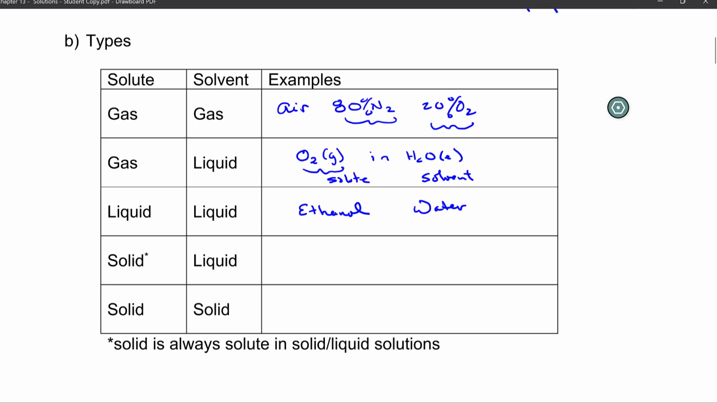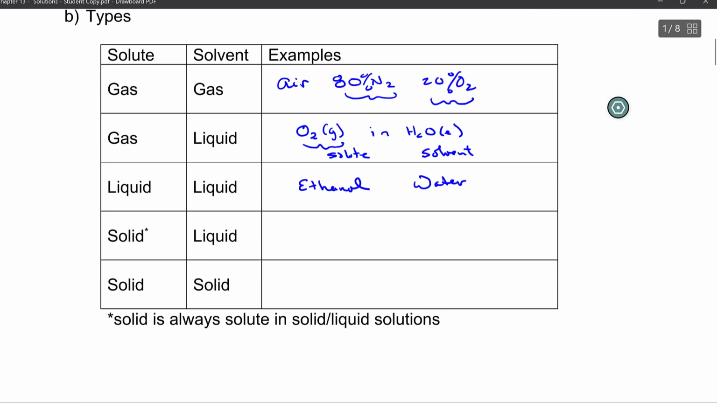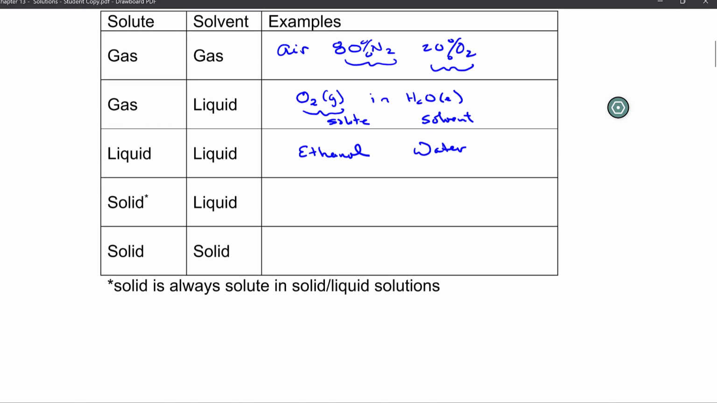Now, solids and liquids are some of the more common types that we think about. So salt water, for example, seawater, or sugar water, when you put sugar in coffee, for example, that would be an example of a solution of a solid in a liquid solvent. So that would be, for example, sucrose, that's table sugar, in water. Right, the sucrose is the solute and the water is the solvent.